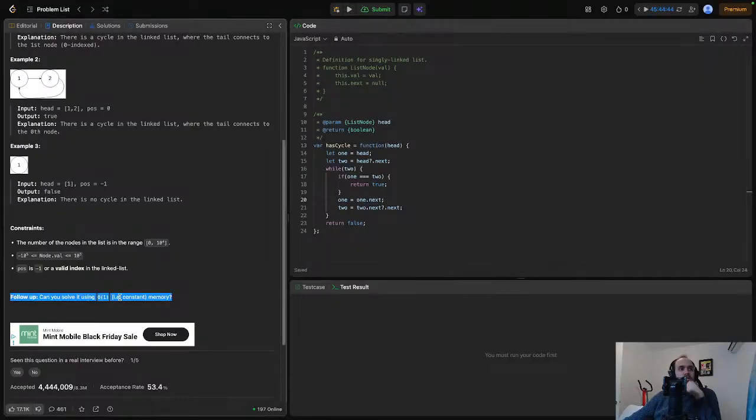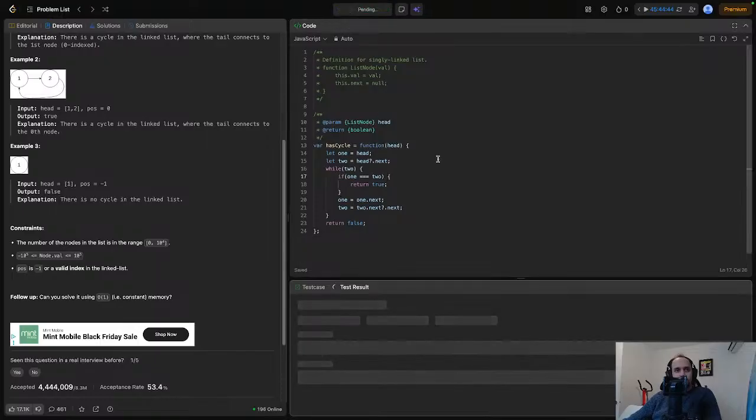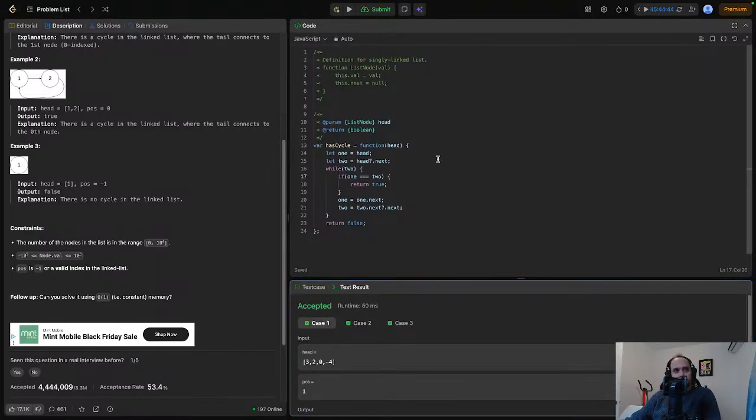Yeah, so that is the follow-up: can you solve it in constant memory? Because otherwise you might think to attempt it in linear memory. But let's see if it's even right. It might have been too long since I've solved this problem.